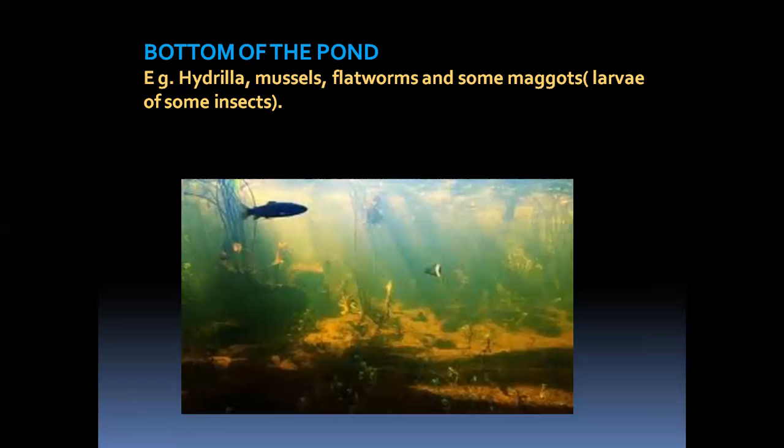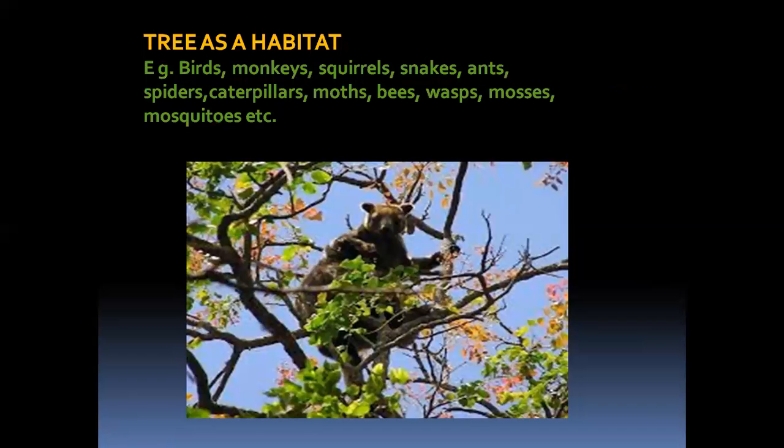Now, tree as a habitat. Example: birds, monkeys, squirrels, snakes, ants, spiders, caterpillars, moths, bees, wasps, mosquitoes, etc. These all are living on the trees. You can see here the tree animals, isn't it, children?